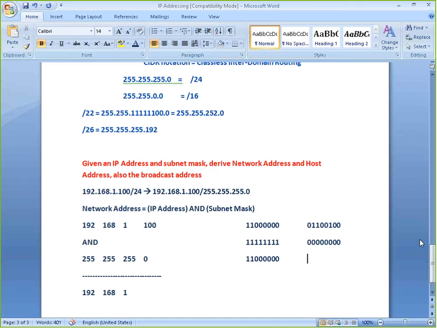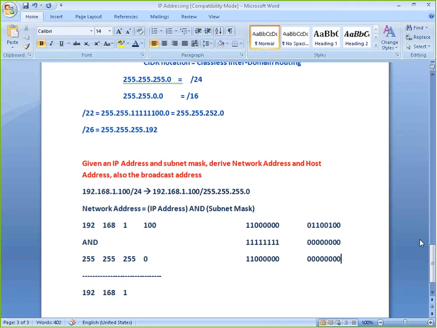The first bit, if you look at it, 0 and 0 is going to be 0, 1 and 0 is going to be 0, 1 and 0 again is going to be 0. Then the fourth bit is going to be 0 and 0, that's 0, 0 and 0 again, that's 0, 1 and 0 is going to be 0, 0 and 0 is going to be 0, and 0 and 0 again is going to be 0.